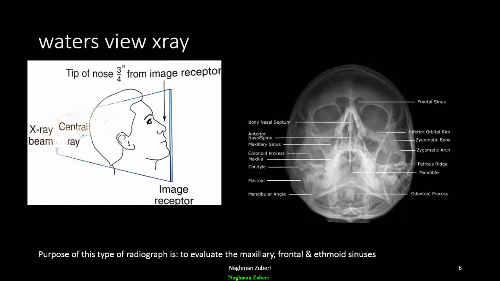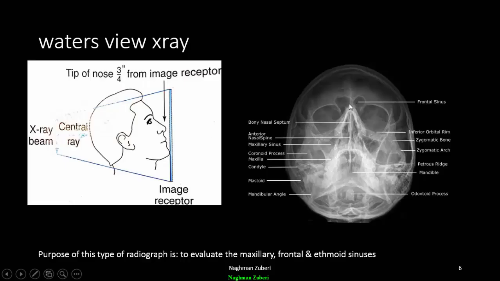This is the Waters view. You place the image receptor in front of the face. You take this X-ray from the posterior region. This is a posteroanterior radiograph. Tip of the nose is 3 to 4 inches away from the receptor and chin is touching it.